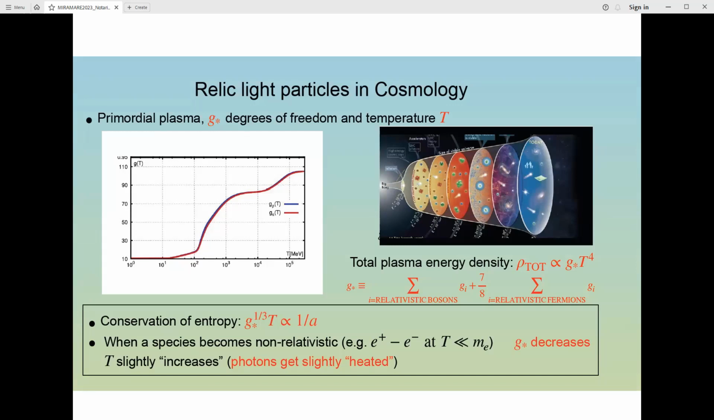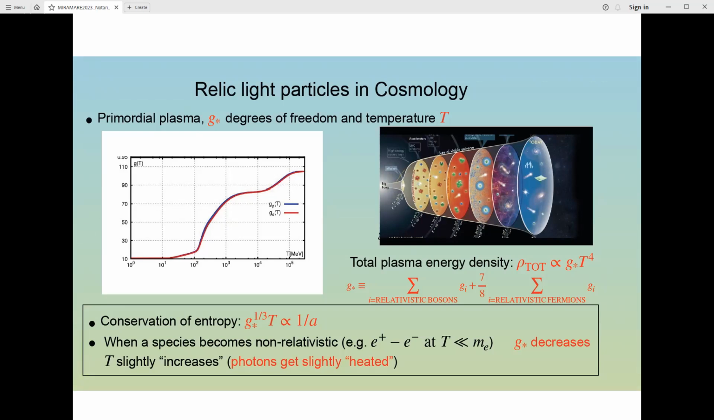Whenever you have a light particle, in this case, you can think of neutrinos or axions, for instance, the basic quantity relevant for the calculation of the present day abundance is the total number of degrees of freedom of the plasma, g star, the sum over bosons and fermions. In the standard model, g star has a very steep growth around 100 MeV, which is the QCD phase transition. This is precisely the region of interest of axion production, so as I will show, it's important that g star changes rapidly there.